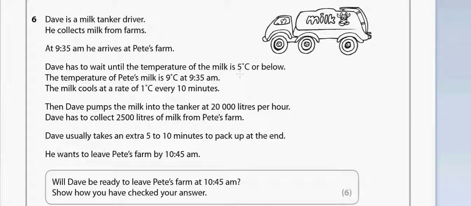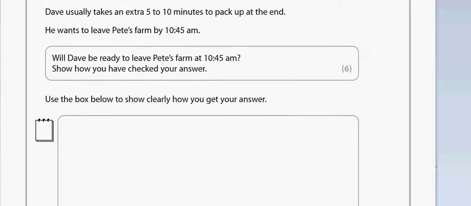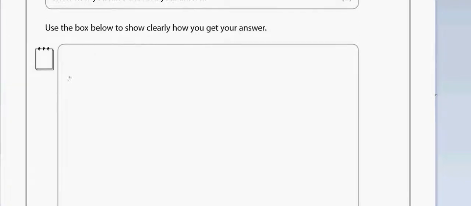He can't pump the milk unless it's 5 degrees C or lower, and the temperature of the milk is too hot, so we have to wait for that to drop. So what we're going to do is do this in a step-by-step manner. So what we can say is that he's going to start at 9:35. Okay, this is his start time.